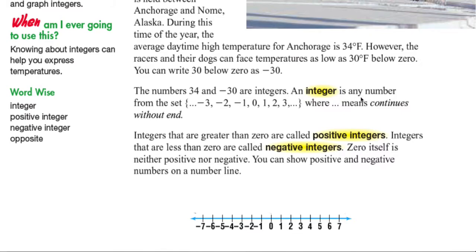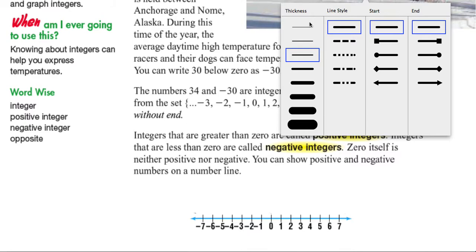An integer is any number from the set of negative 3, negative 2, negative 1, 0, 1, 2, 3, where the three dots mean continues without end. So integers that are greater than 0 are called positive integers. Integers that are less than 0 are called negative integers. But let me just give you a better definition of what an integer is.